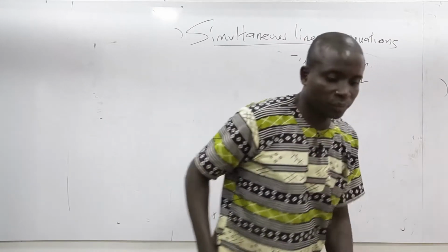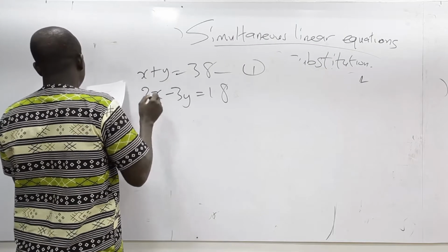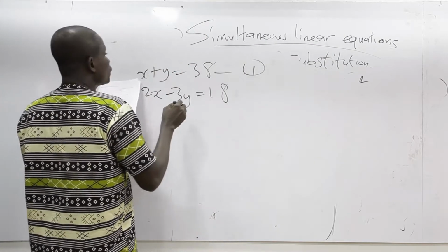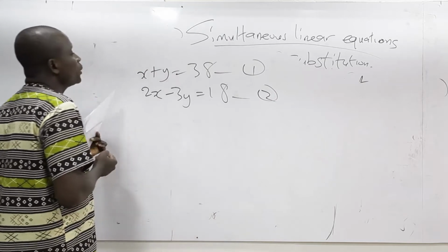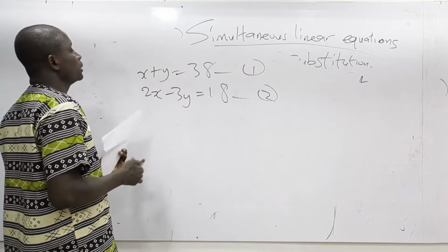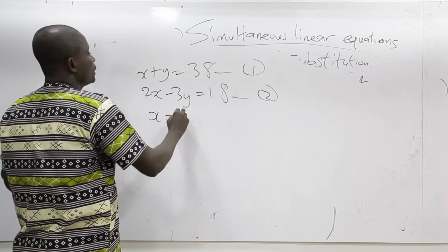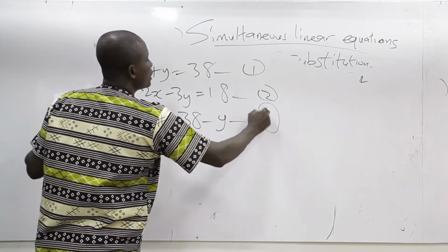Okay. Now let's see this. C says x plus y is equal to 38. Then 2x minus 3y is equal to 18. So over here, this is equation 1, and this is equation 2. That is the C in your sheet. What do you think we can form equation 3 from? Here we have x alone, here y alone, so we can form it from anywhere. If I were you, I can say x is equal to 38 minus y. That will give me equation 3.